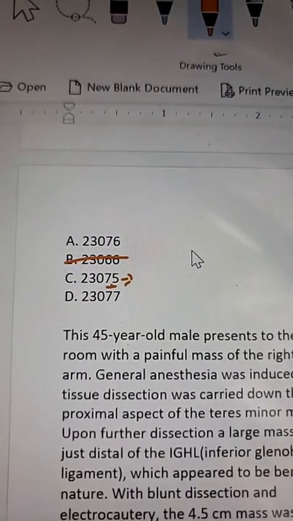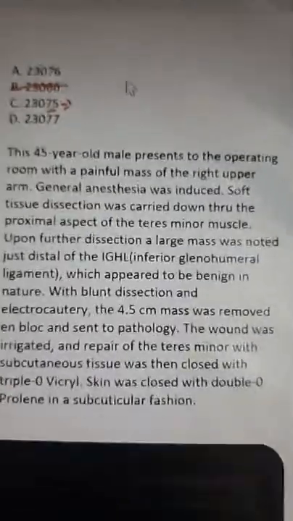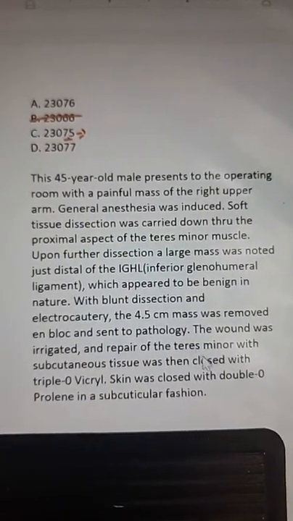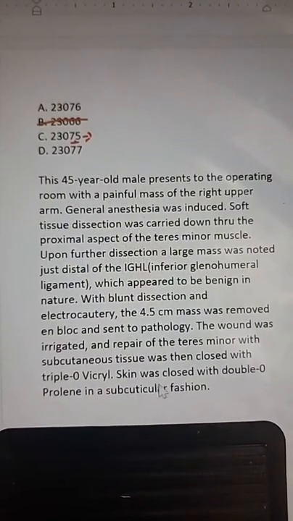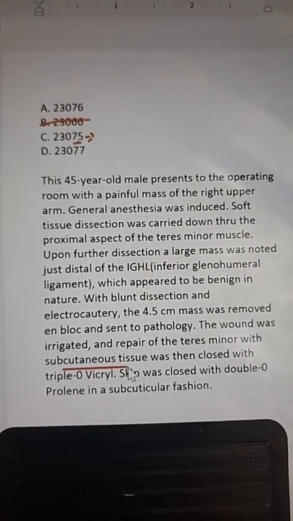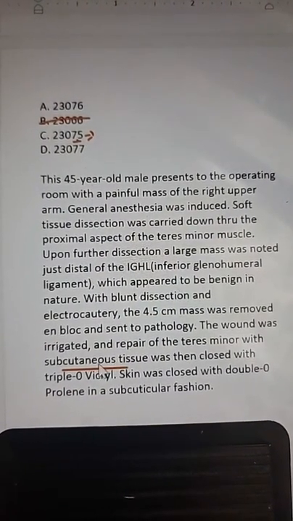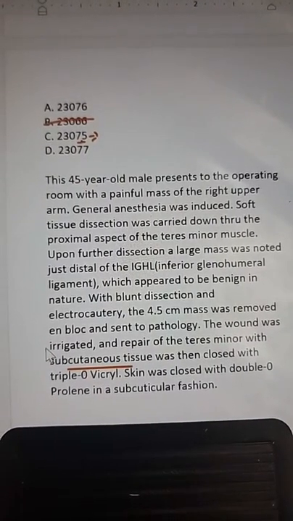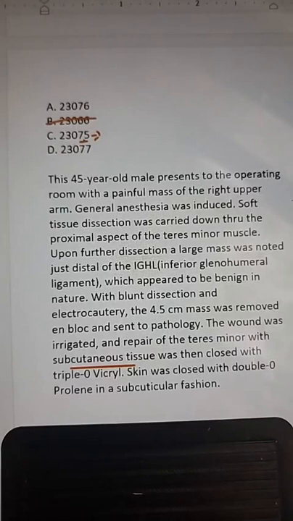So let's look at our question. And we'll look from the bottom up, if possible, please. And that's where they did the stitching, right? Maybe. Yep, they stitched the wound closed. But how far did they go down?